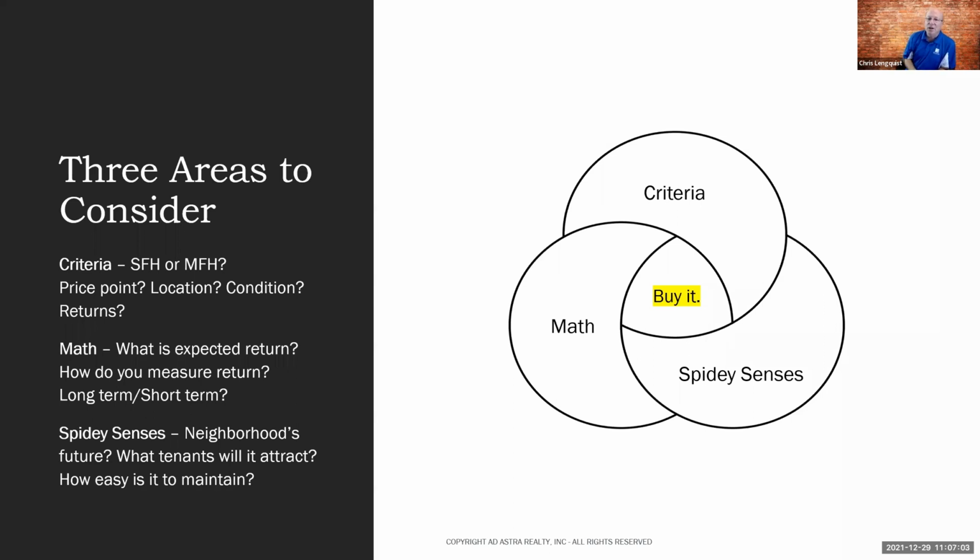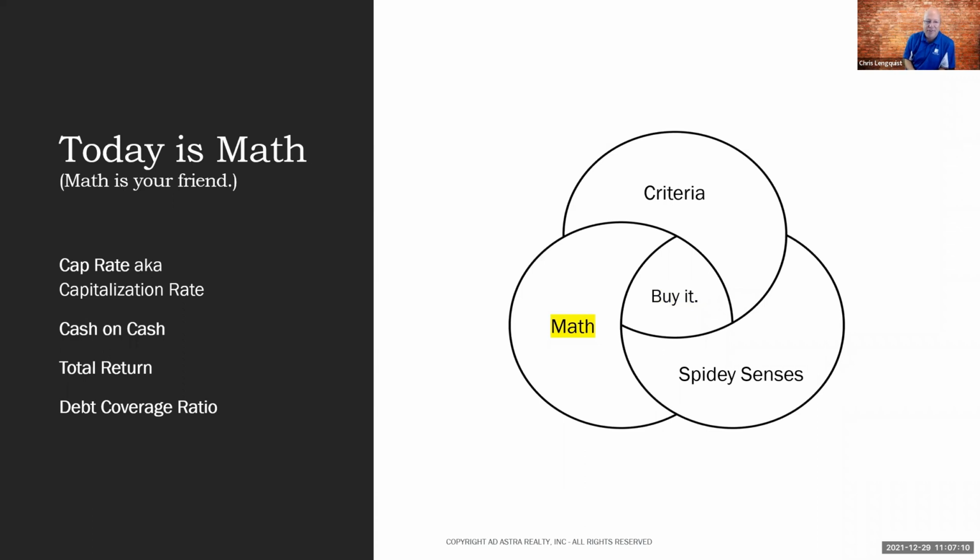So we could talk a lot about spidey senses and criteria. And yet, like I said earlier, today is about the math. This is what we're going to talk about today: gross rent multipliers, cap rates, cash on cash, and total return. And if I have time, and I doubt seriously I will, debt coverage ratios. So we'll cover those things right there.